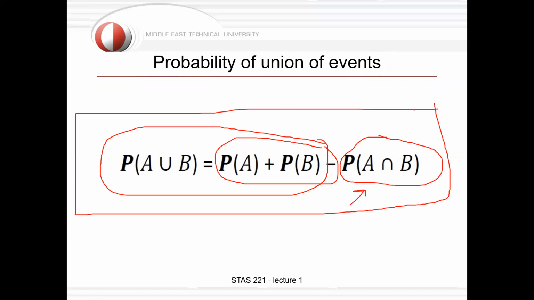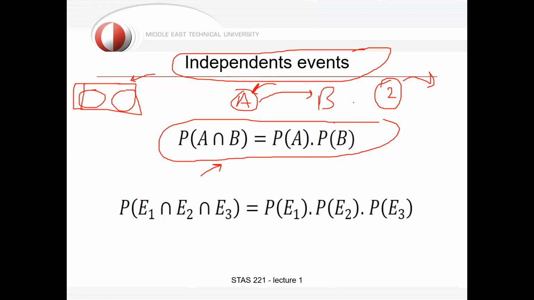Just in case the events are mutually exclusive, as I said, this is 0, it doesn't affect the fact that this formula is correct. But for independent events, we should be careful: whenever A and B are independent, the multiplication of their marginal probabilities will be equal to their intersection. So I can say that two sets A and B are independent if and only if this formula holds. It means that from here you can imply this one, and from here you can imply this one.